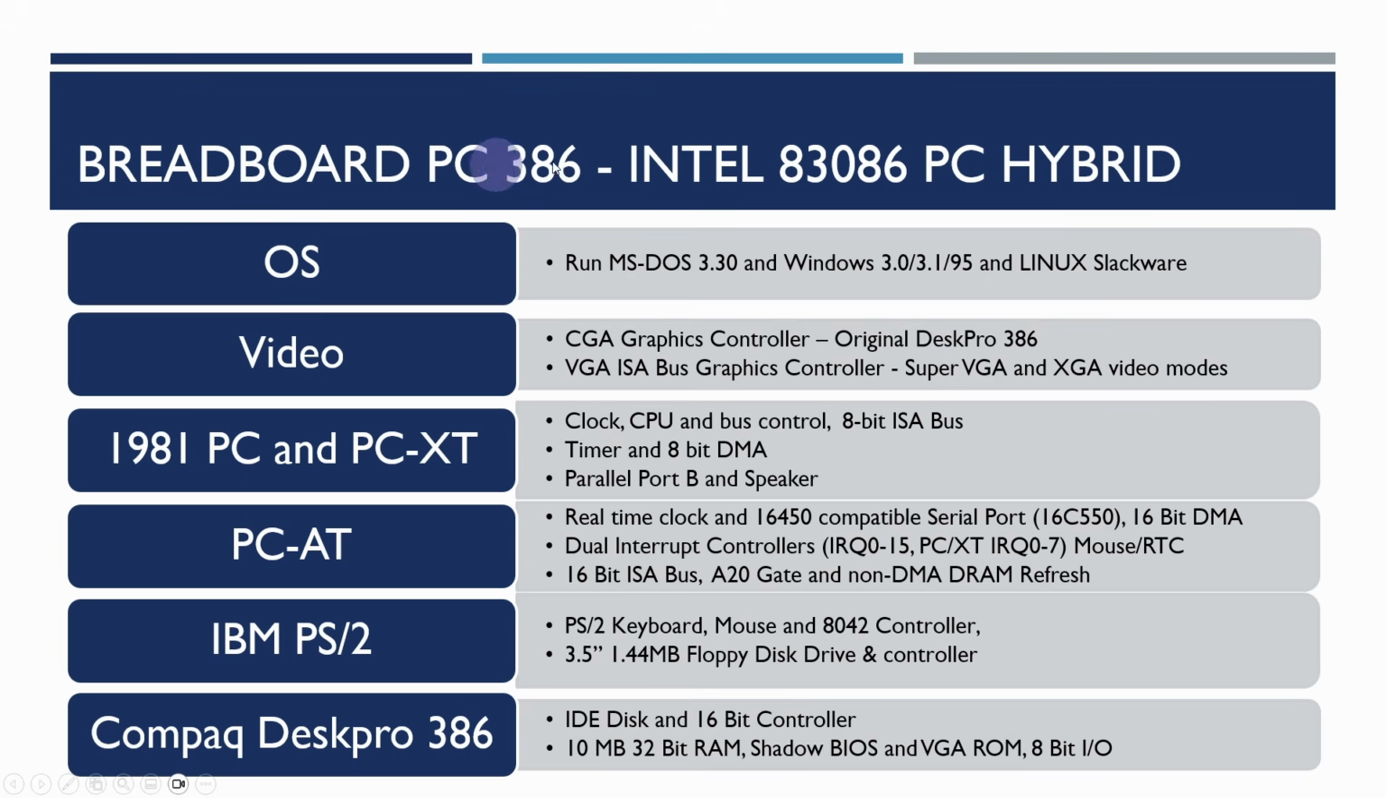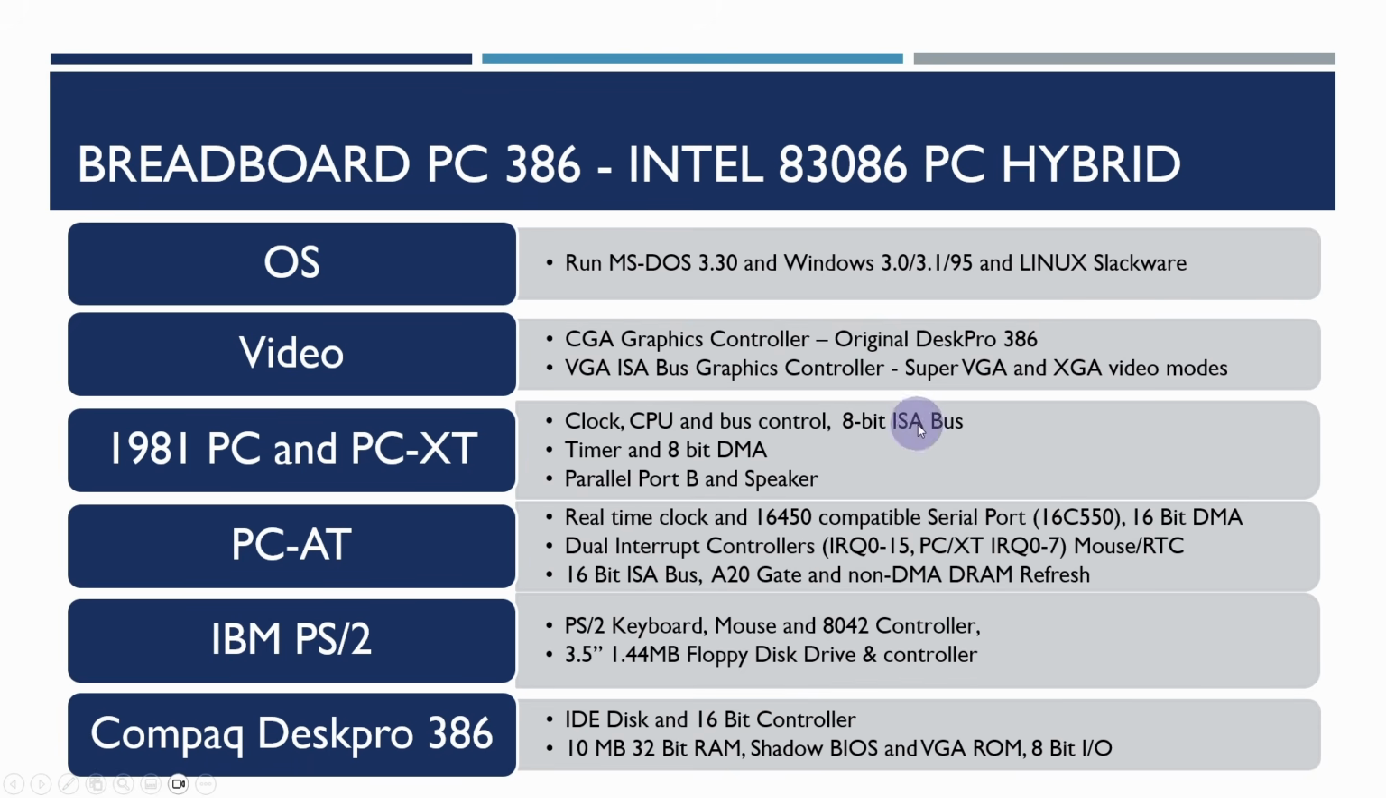So in summary then, our breadboard 386 PC, we're going to be trying to run MS-DOS, Windows 3, 3.1, 95, and probably Linux Slackware as well, probably one of the early releases. I'm going to be trying it with the CGA graphics controller that I developed in the previous series. I will also try and get the VGA ISA bus controller working. Hopefully that will work with this version. I couldn't quite get it working reliably with the 8088 breadboard PC.